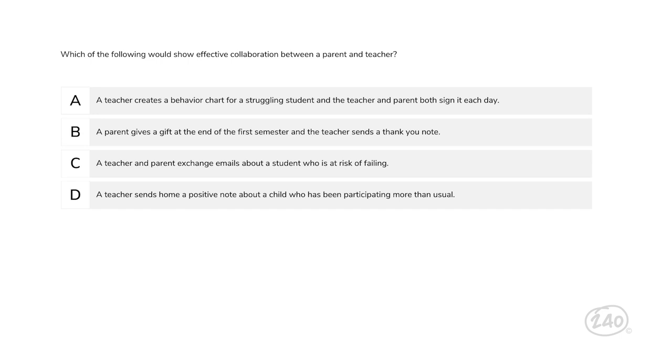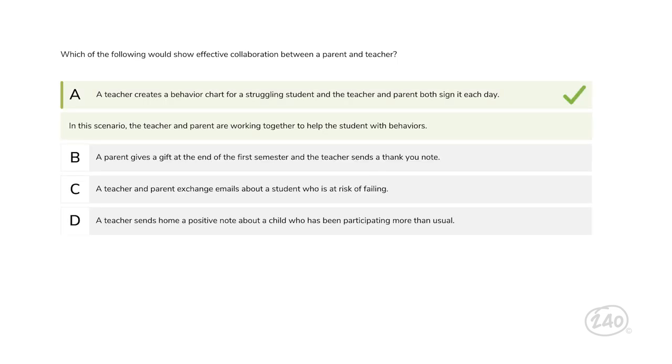Okay, the key word here is collaboration. Though these are all positive interactions between a teacher and a parent, only one of these choices is a true collaboration. Got your answer ready? The correct choice is A. In this scenario, the teacher and parent are working together to help the student.